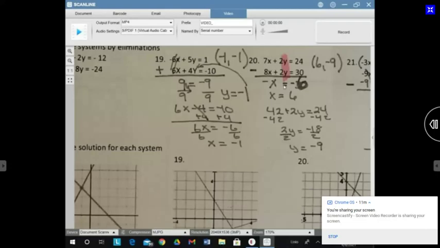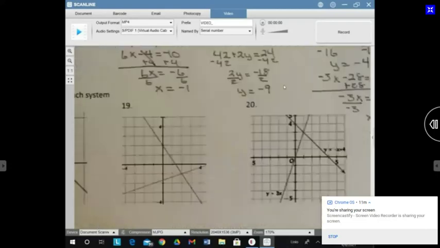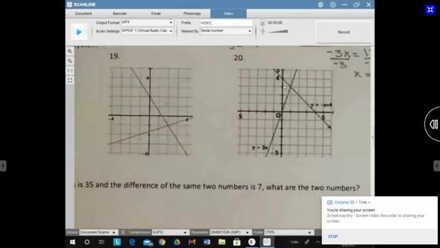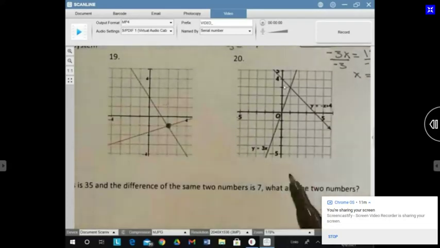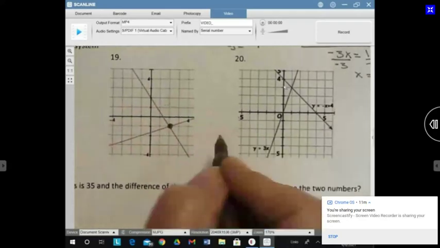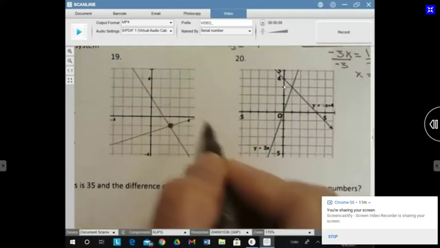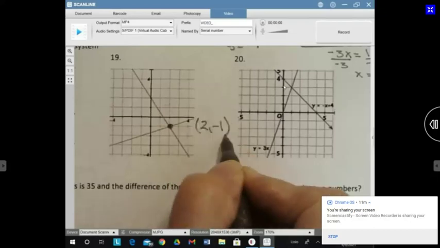How about 18, 19, or 20? What's my answer? What is my solution for problem 19, guys? Remember, your solution is that point where they intersect, right? So x is 2 and y is negative 1. So 2 and negative 1.